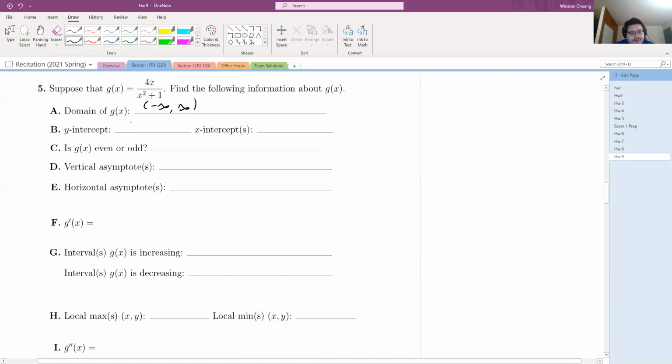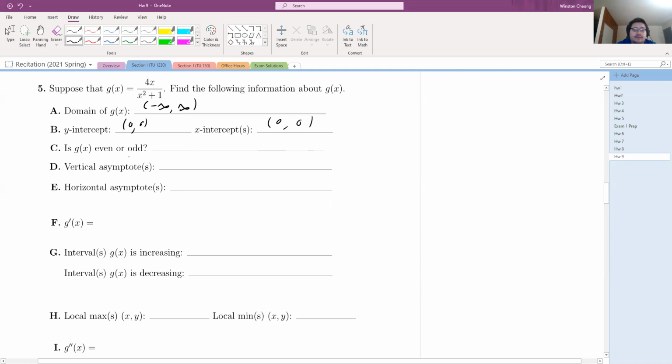Y-intercepts, so again, that's when x is equal to 0. If I plug 0 in, I'm going to get 0 over 1, so I get 0. X-intercepts, that's when y is equal to 0. If I set this equal to 0 here and solve, I'll get that the x value is equal to 0. So we just have this point at the origin.